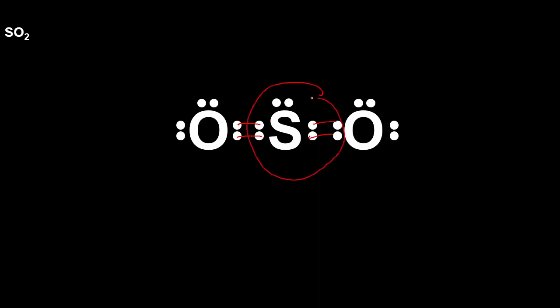Let's have SO2. SO2 will have this structure. If you see here, this sulfur can have 1, 2, 3, 4, 5, 6, 7, 8, 9, 10. So this sulfur is an example of an expanded octet. Some atoms can have an expanded octet, so it can have more than 8 valence electrons. We'll not go into the details of that. We'll just discuss the concept behind the shape of the molecules.